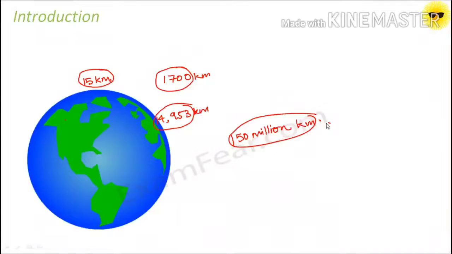Right? So when you look at these numbers, what do you see? First, we talked about 15. Then we spoke about 1700. Then we spoke about 15,000. And then we spoke about 150 million.